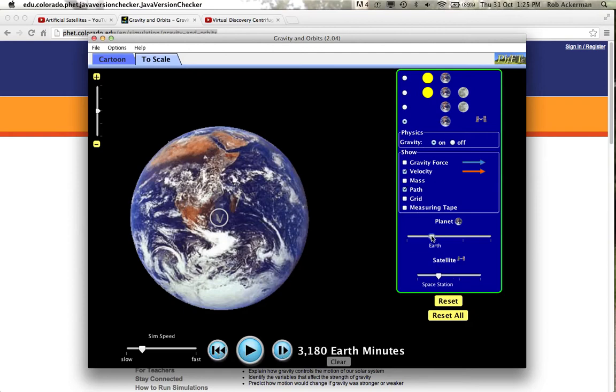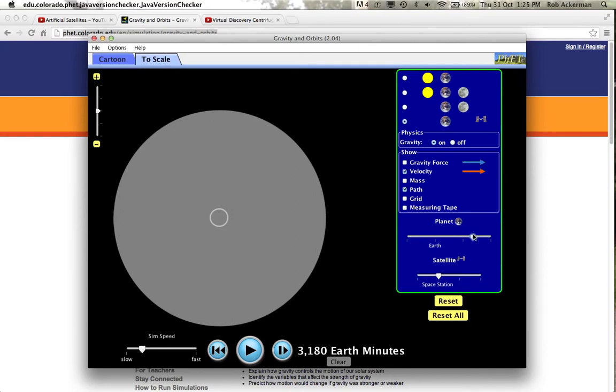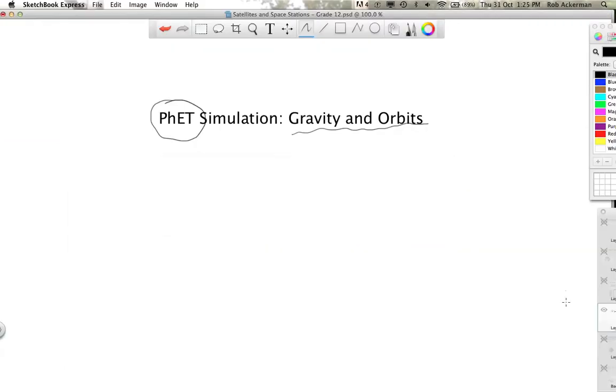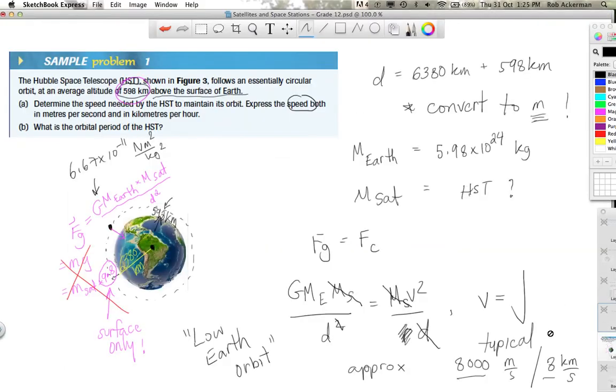Anyway, play around with this simulation. It's a lot of fun. Change the mass of Earth and see what happens. Change the mass of the space station and see that nothing happens, like I promised you when we looked at this slide over here, and we saw that mass canceled out, the mass of the satellite. Lots of fun. Hope you enjoy that one.